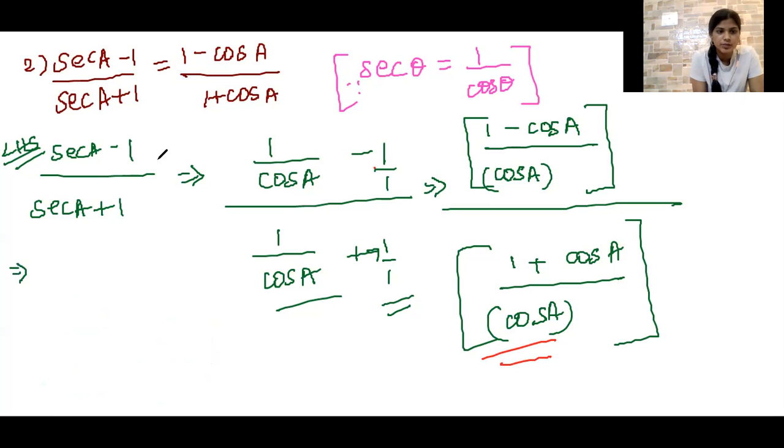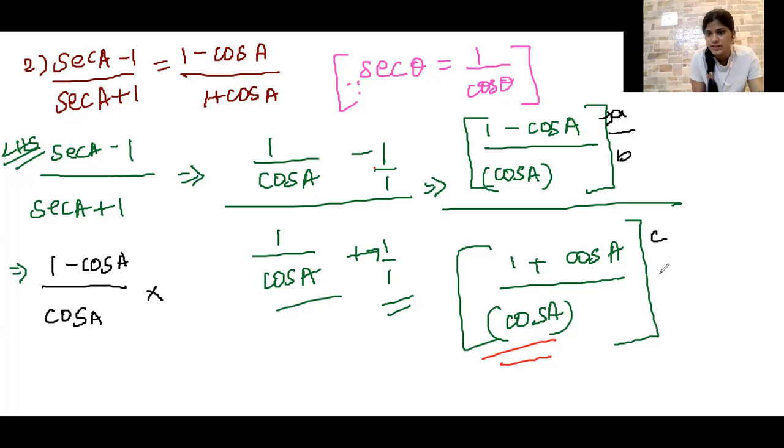So it's 1 minus cos A upon cos A, as I said earlier, A by B times D by C. I can assume this is A and this is B, this is C and this is D. This A by B by C by D can be written as A by B times D by C. So my D is cos A, and C is 1 plus cos A.